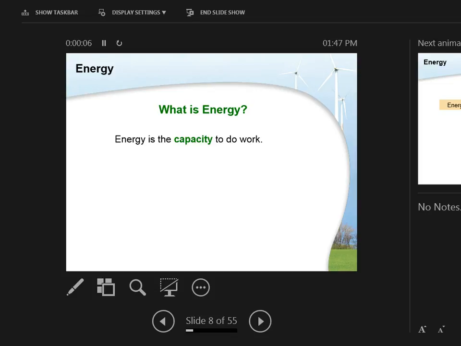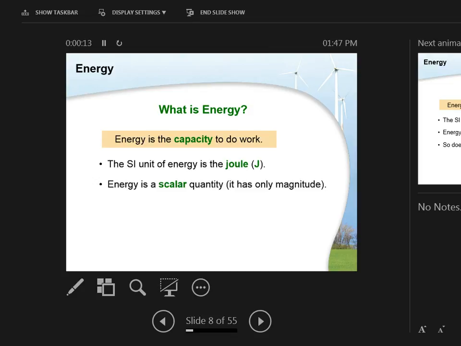Okay, we say that energy is the capacity to do work. Then the units are joules. You need it to be in capital J, otherwise you'll be marked wrong. What else do we say? Energy is a scalar, so it does not have direction, unlike your vectors. We concluded that Captain America had more energy because he can do more work.